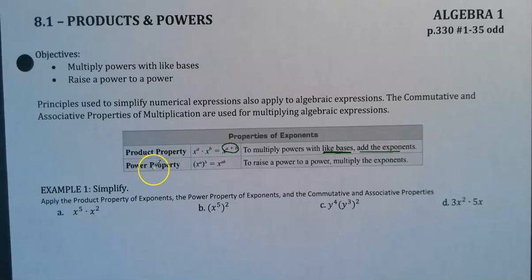Now we have the power property. So this is when we have x to the power of a that's also raised to the power of b. Okay, so x to the power of a to the power of b, and we're going to do the x to the a times b property. So this is when it says to raise a power to a power, we multiply the exponents. So you got to remember those and keep them straight for when we're solving these, okay? That is on you to remember and memorize what you do when.